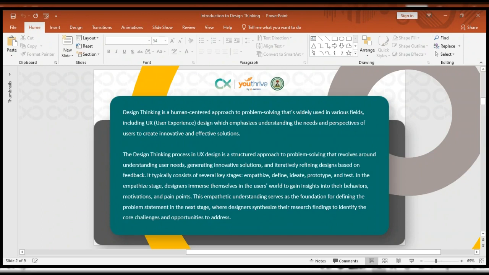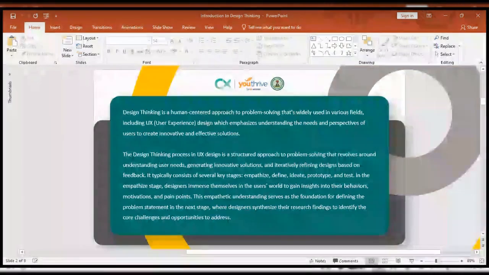Let's say you buy tomatoes, both good ones and bad ones. Then you have to go back and start selecting them. That is what it means. So you now have to go back and define this problem for them, which is under the define stage. You start doing research to find the problem, start looking for the core challenges, and start looking for the opportunities to address. So that is what define means.